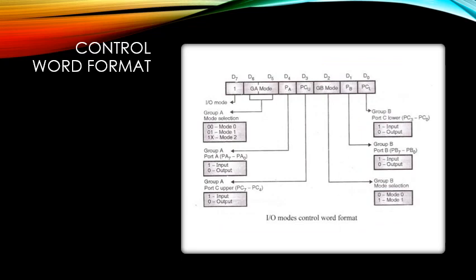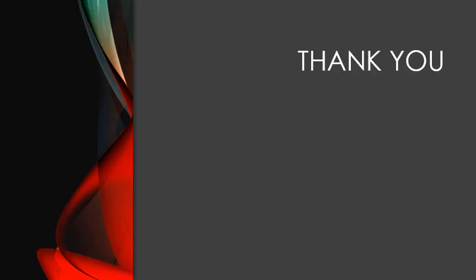Control word format, one example here. D7 is IO mode, D5 and D6 are group A mode selection: 00 means mode 0, 01 means mode 1, 1x means mode 2. Then port A control, port C upper, group B control, port B control, and port C lower control, like this. We can write the control word. Any questions? Any suggestions? Thank you.